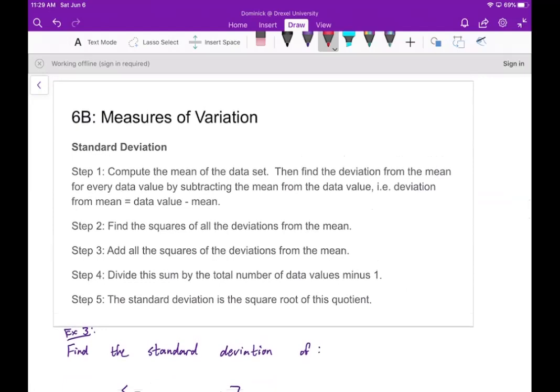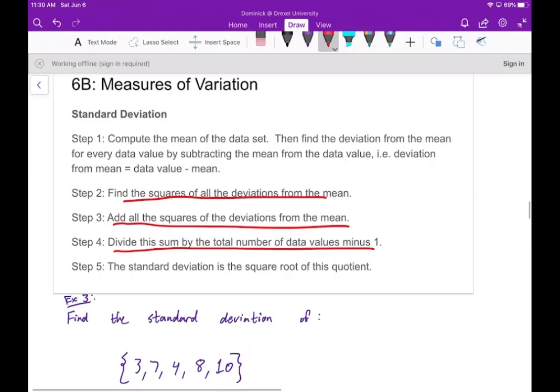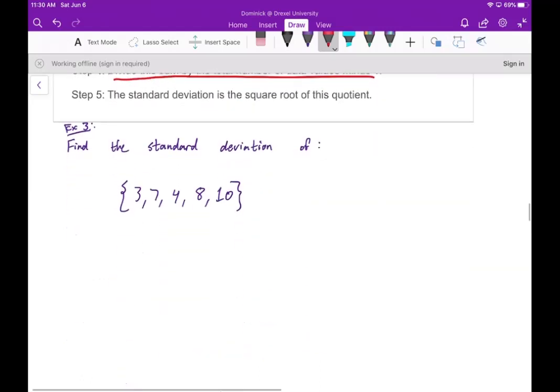So we would need to compute the mean of the data set, and then we find what's called the deviation from the mean for every data value. And what that really just means is you're finding the distance from each data point to the mean. Then you're going to square all of those numbers, then add all those numbers, and then you're going to divide that by the total number of data values minus 1, and then you're going to take the square root of that. All right, so let's go ahead and do that.